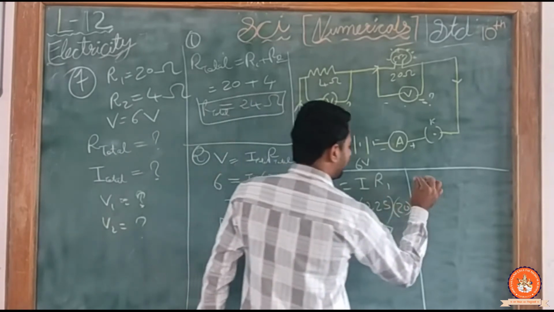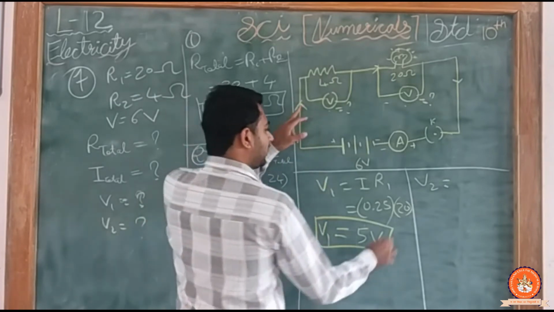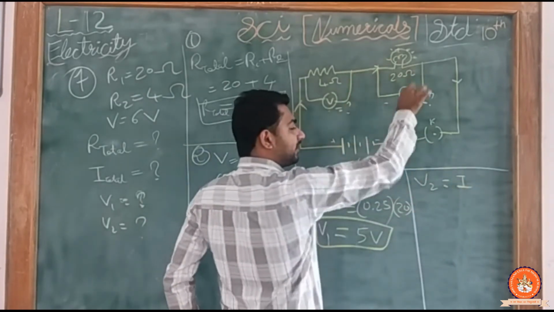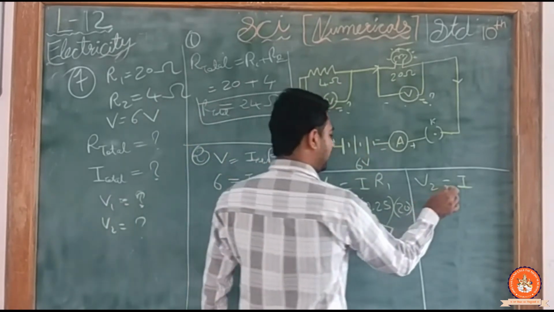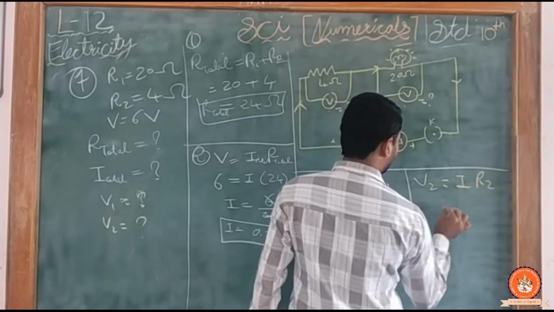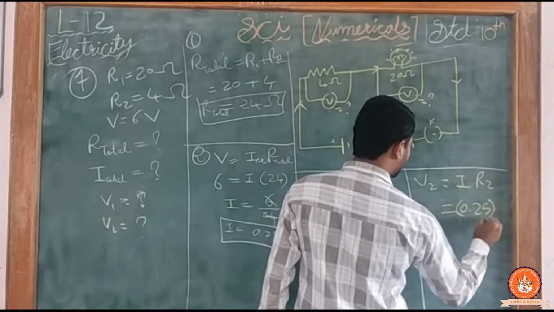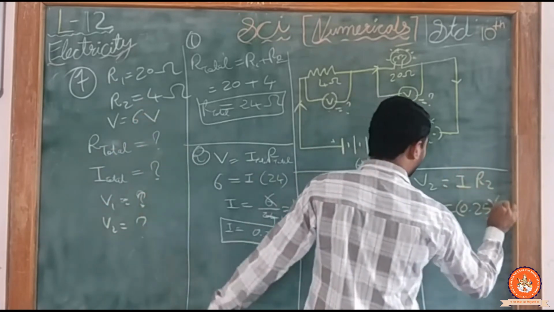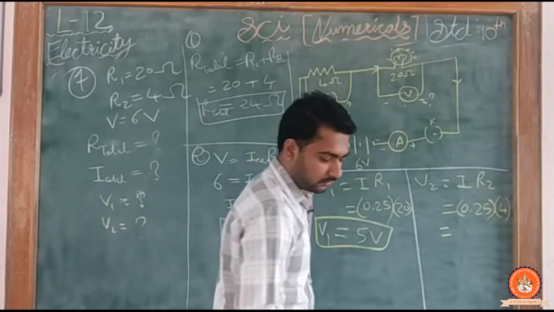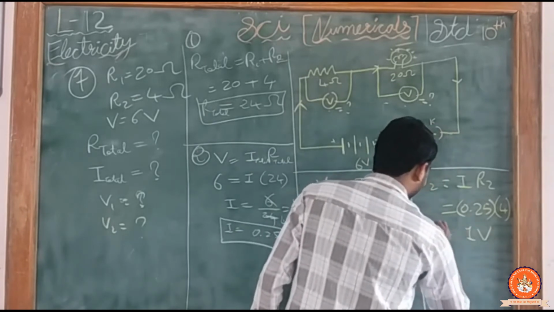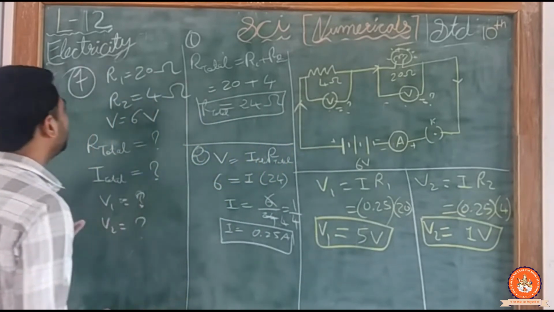Okay, now we have to find V2. What will be the voltage for the 4 ohm? So I will write V2. It is a series connection, so my current will be the same in the whole circuit. So I will write I only and R2. I have to find V2, so I will write the value of I is 0.25 ampere and R2 from here, that is 4 ohm. After solving this I get the value V2 is equal to 1 volt. Clear? So this is our question number 7.